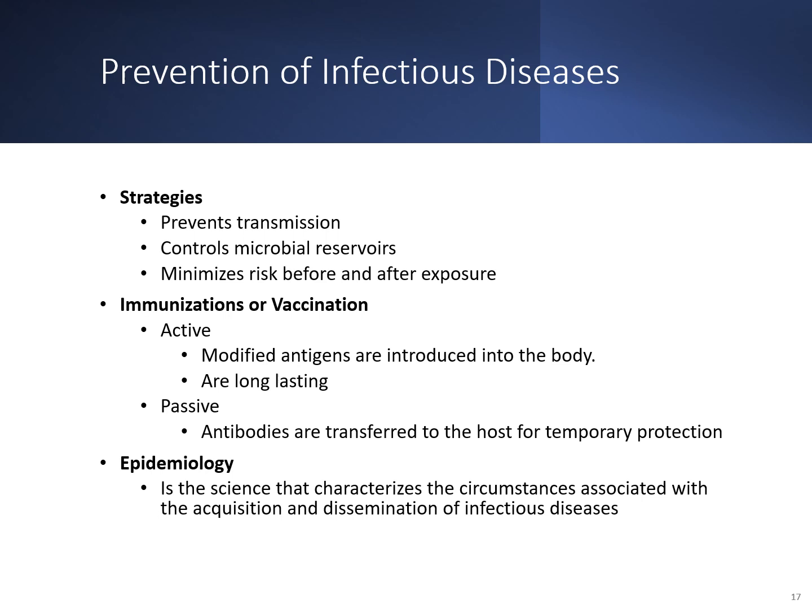So when we look into preventing infectious diseases, we look at a variety of things. We look at different strategies to prevent transmission, to control the microbial reservoirs, and to minimize the risk before and after exposure. Some of these things could include just good hygiene, washing your hands, some of the things that happen within surgical operating rooms now as far as how they scrub in, how they scrub out, making sure that the instruments are cleaned properly.